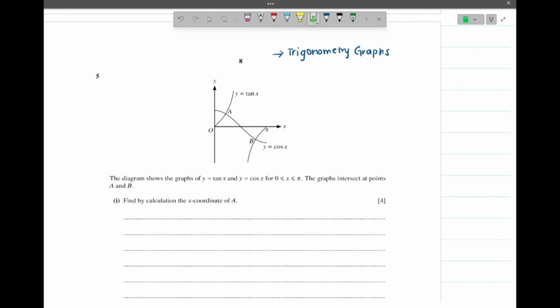The diagram shows the graphs of y equals tan x and y equals cos x. For this range, the graphs intersect at points A and B. Find by calculation the x coordinate of A. Now you know that in order to find a point of intersection, you put the equations of the graphs together, and you can see that A is a point of intersection.